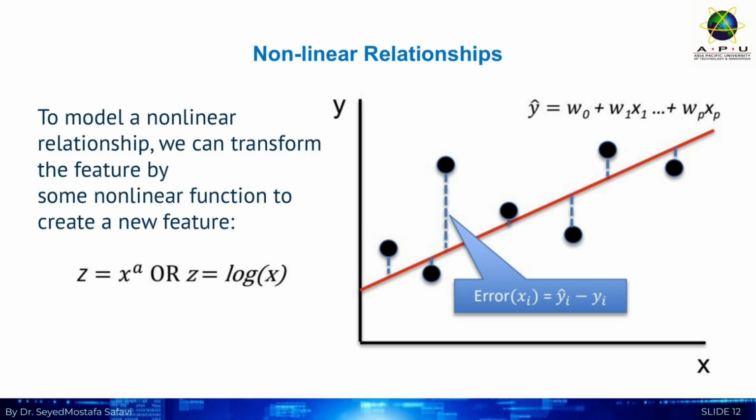What if the relationship isn't a straight line? What if it's a curve? We can still use linear regression principles by being clever. We use polynomial regression. We take our original feature and transform it using a nonlinear function, like squaring it, x², cubing it, x³, or even taking a logarithm. By creating this new transformed feature, we can now model the curve using an otherwise linear approach. It's how we trick a linear model into being nonlinear.